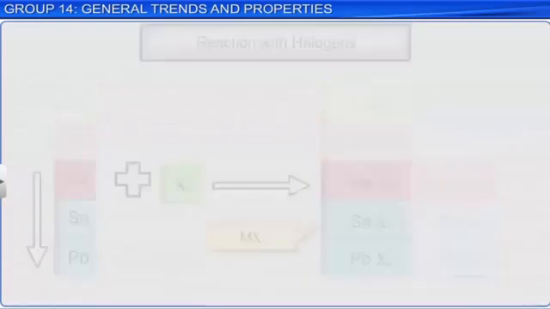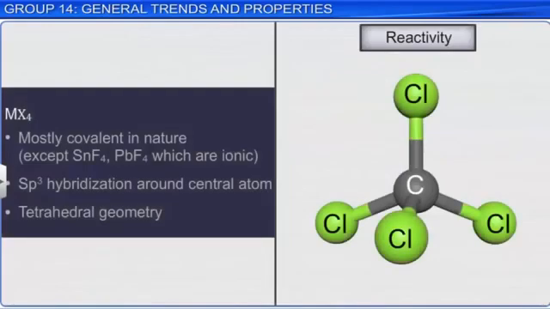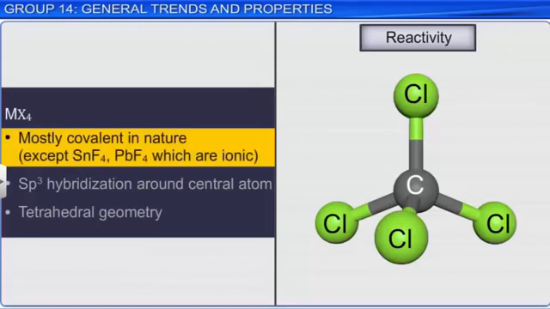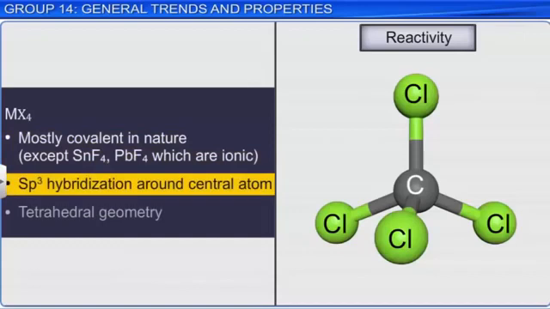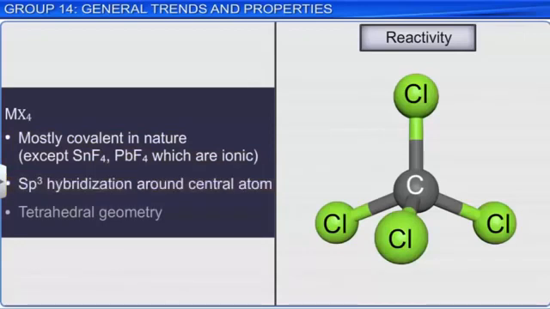Most of the halides with the general formula MX4 are essentially covalent in character. The exceptions are the tetrafluorides of tin and lead, which are ionic. In the MX4 halides, the central atom exhibits sp3 hybridization with a tetrahedral geometry.